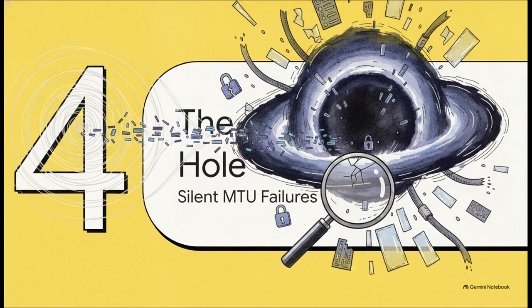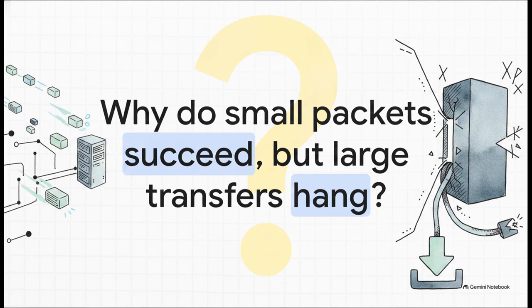All right, Section 4. Put on your digital detective hat for this one, the PMTU black hole. This is probably the most frustrating edge case you're going to see. Imagine this. You ping a server, it works perfectly. But the second you try to SSH in or start a large HTTPS download, the connection just hangs right after the TCP handshake. Why on earth does a tiny packet sail right through, but a large one just vanishes?